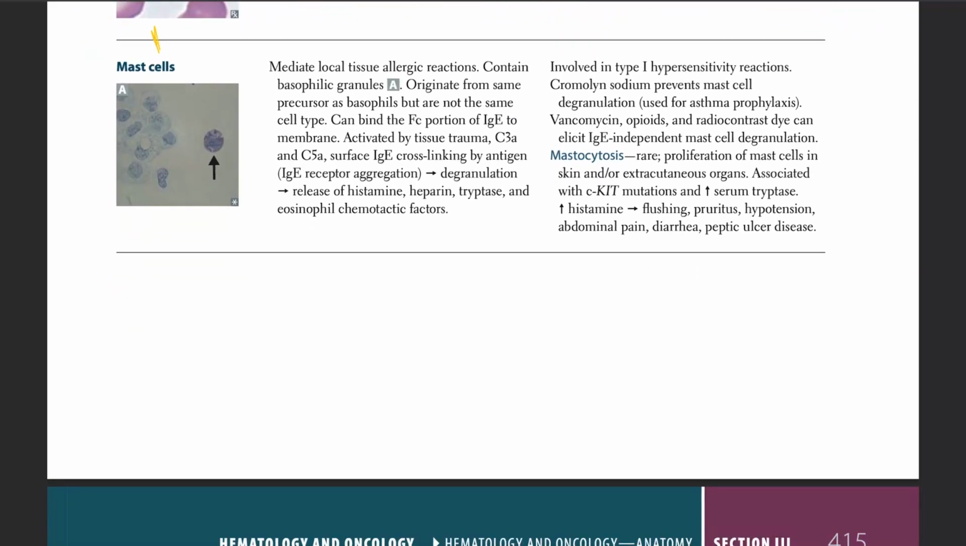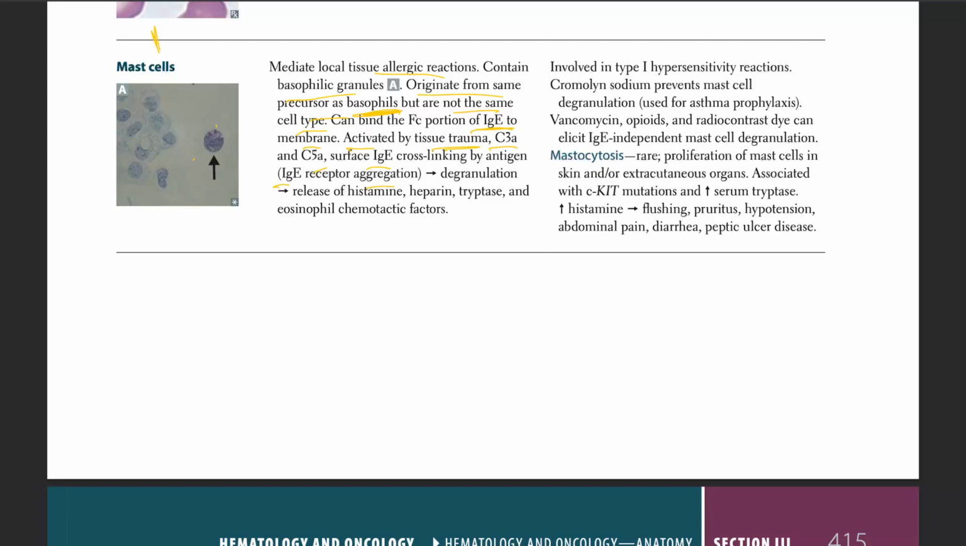Mast cells. The immediate local tissue allergic reaction. They contain basophilic blue granules and originate from the same precursor as the basophils, but are not the same type. They can bind to the Fc portion of the IgE on the membrane. Activated by tissue trauma, C3a, C5a, and surface IgE cross-linking by antigen, IgE receptor aggregation. Okay, which leads to degranulation and release of histamine.